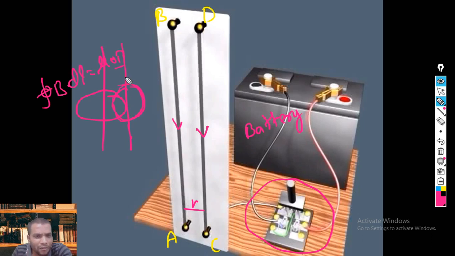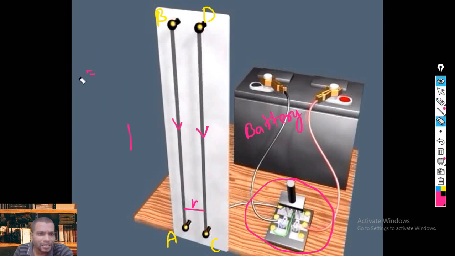If one wire is within the magnetic field range of the other wire and vice versa, then the interaction of these two magnetic fields causes a force between the wires. That force may be attractive or repulsive, depending on the direction of the current.